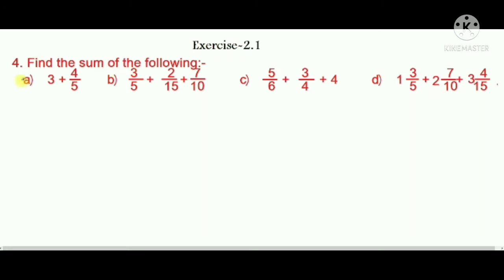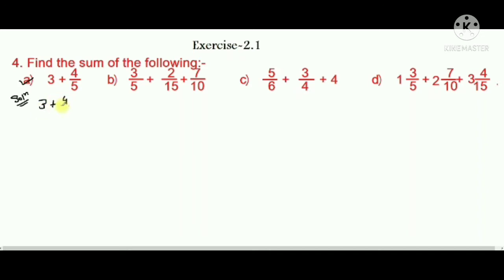So in this exercise 2.1 question number 4, the sum of the following, that means we need to find the sum of the fractional numbers, right? So here you see question 4a. See how we'll solve it. Just look. There is 3 and 4 by 5 written. So in the solution we will write 3, then give a plus sign, and then 4 by 5.